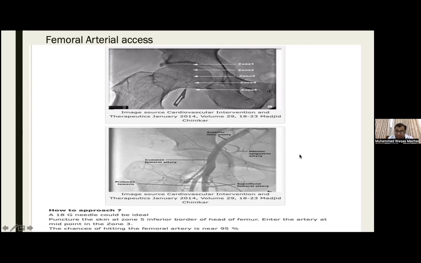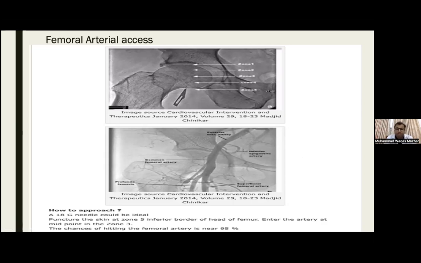Vakas, can you just enumerate and inform us which are the main complications of a transfemoral approach according to the puncture site? If you puncture too far above the correct point, or too far below the correct point, which are the types of complications that you may incur?